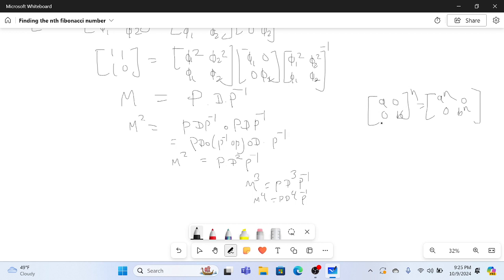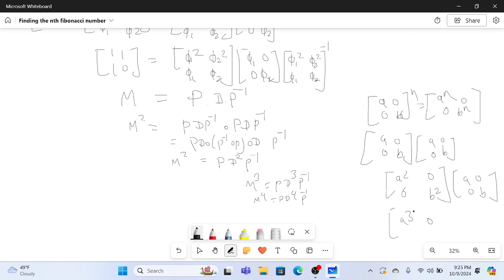Now if you want to convince yourself, let's say if I want to take its second power, what happens during multiplication is a 0, 0 b times a 0, 0 b, giving a square, 0, 0, b square. See, so this is how it goes on. If you take it again the same thing happens. Basically a cube, 0, 0, b cube. So this is how this just gets exponentiated. So this is how it's helpful. Now it will be helpful to take nth power.